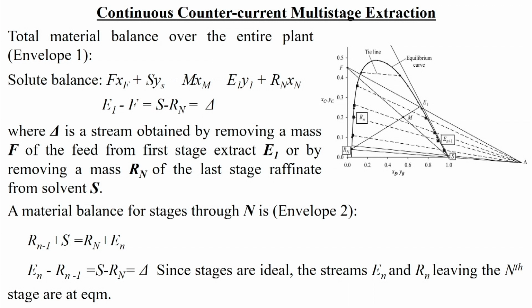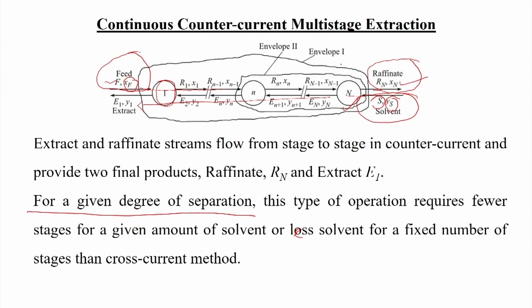Before that, we need to understand the process. So, we have this binary diagram, where this is the raffinate arm, the plait point is somewhere here, and then this is the extract arm. It is a right angle triangular diagram. Now, we will be doing this for the entire system. The feed is entering at the first stage and raffinate is exiting from the last stage, where solvent is added, and from the first stage the extract is taken out.